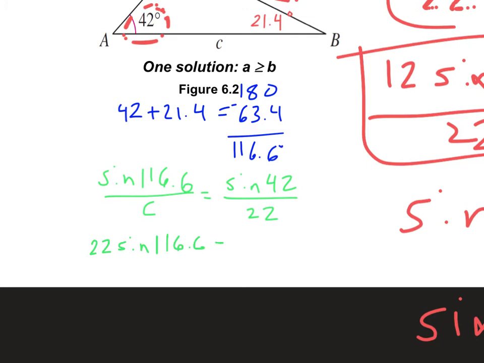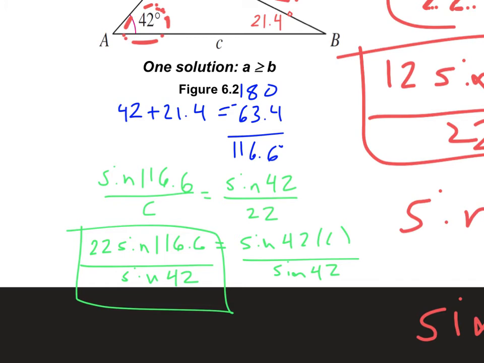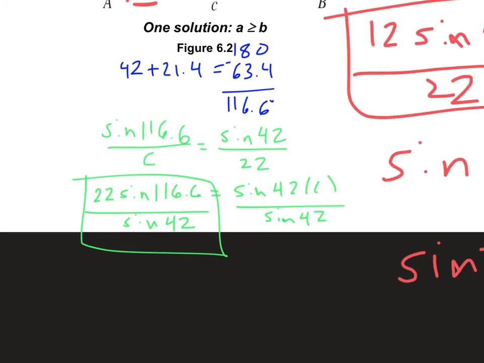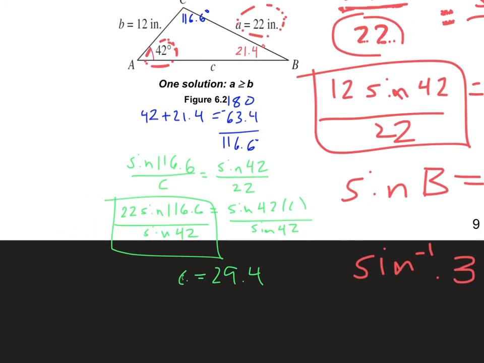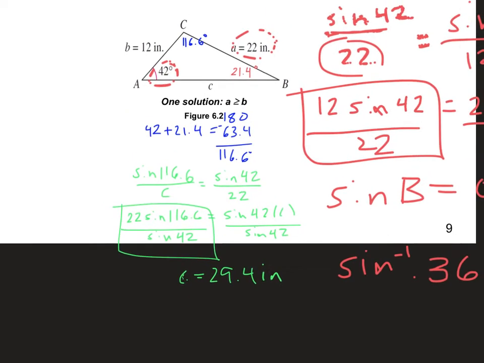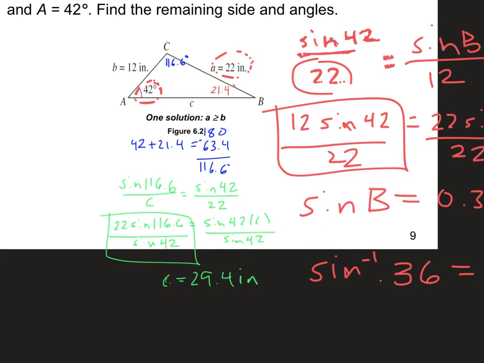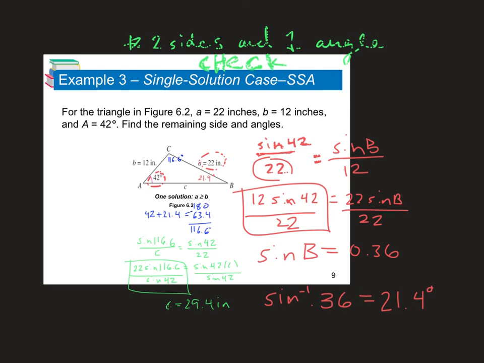Now we put this into our calculator. Anybody else agree? I agree. Okay. So C is equal to 29.4 what? Inches. All right, so here is when we have to check for our ambiguous case. Since we started with two sides and one angle, we have to check.